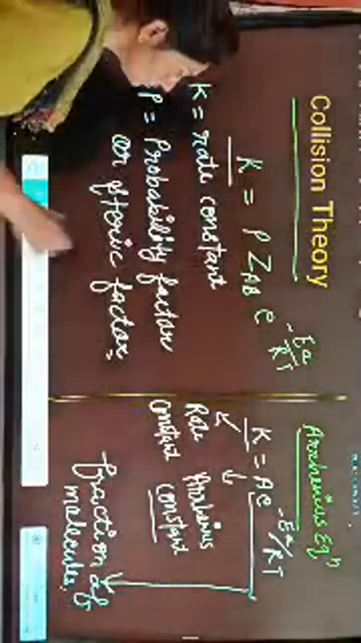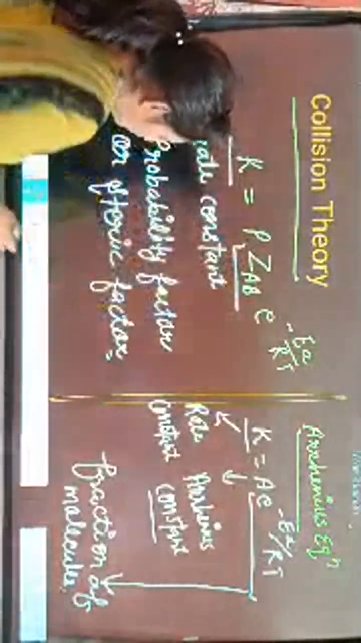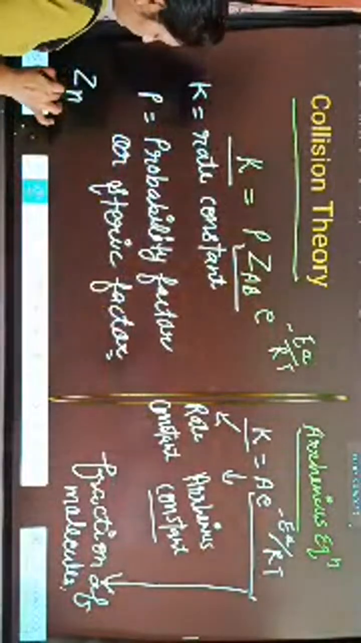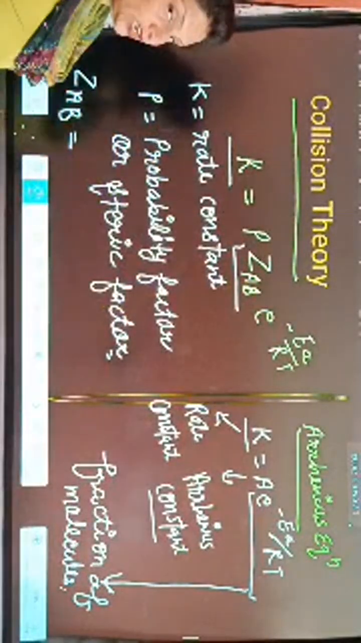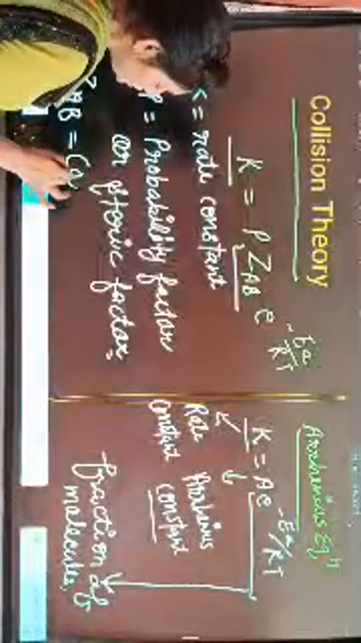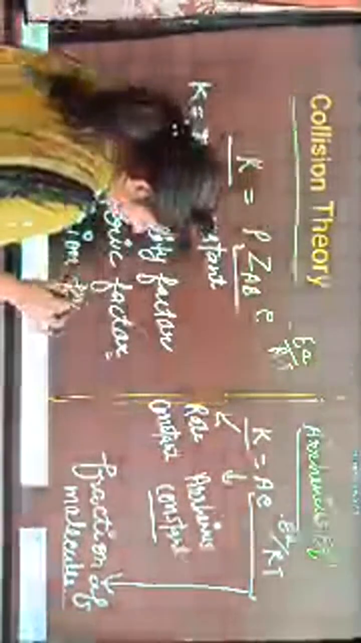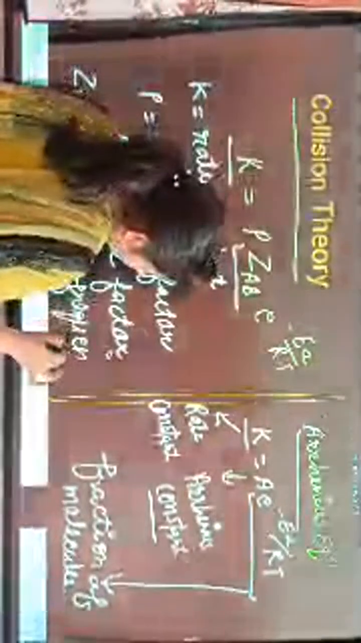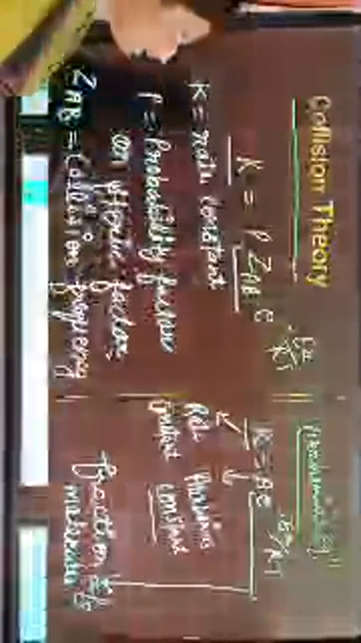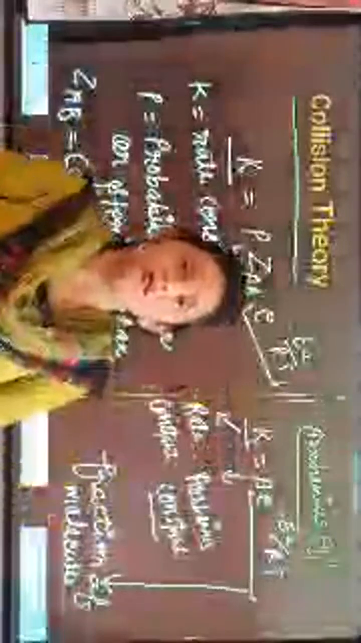But this Z_AB, what is the Z_AB here? Z_AB is the collision frequency. And my e to the power minus Ea by RT is the fraction of the molecules. Students, actually, in collision theory, what was there?